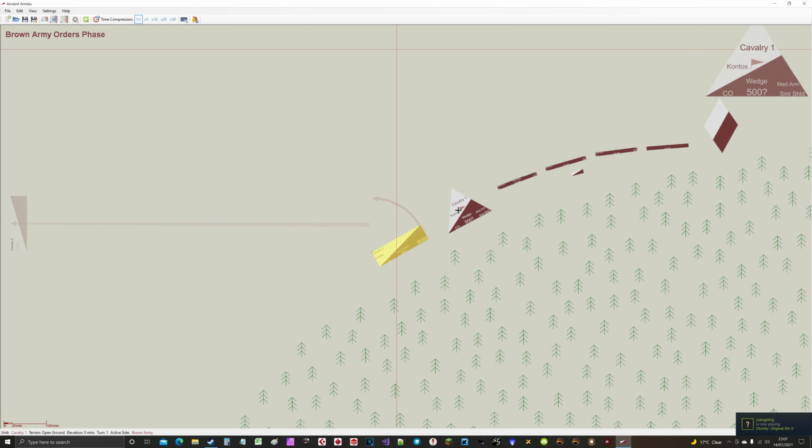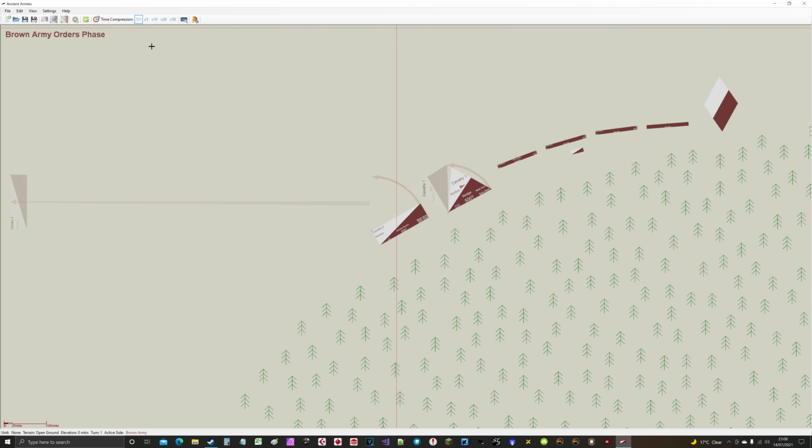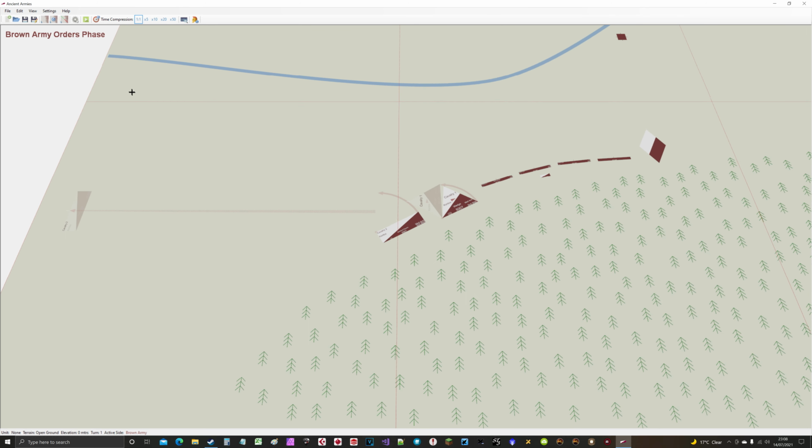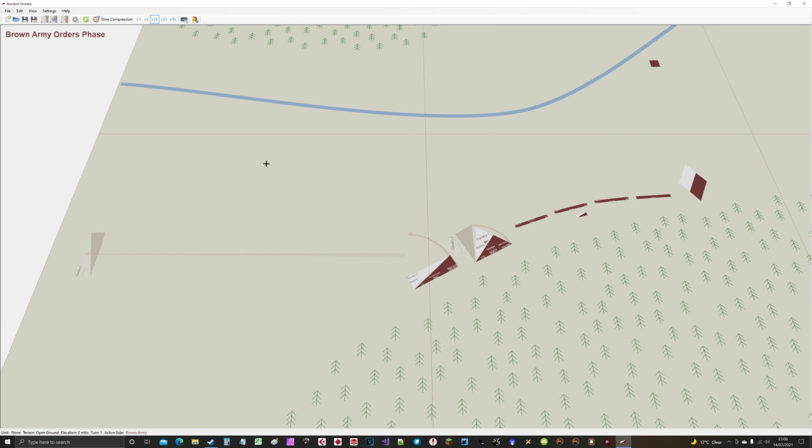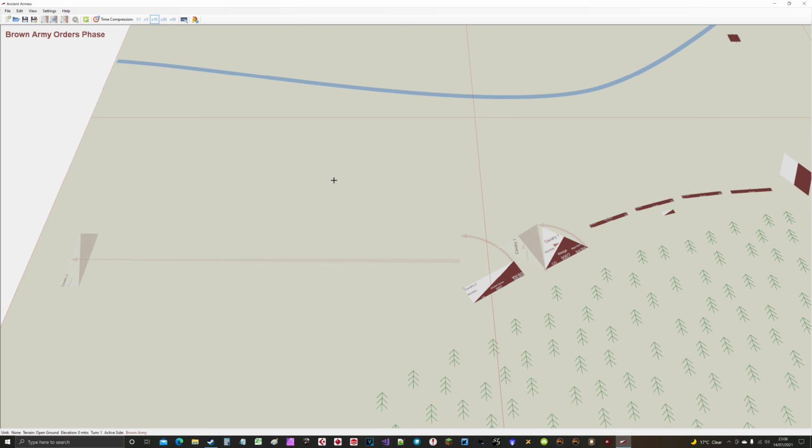And I'll rotate my unit round just to get ready to catch up with him. And what we'll do, we'll send him on his way. We'll use time compression again, simply because we don't want it to take all day. Let's go for times 10. And let's watch him go.